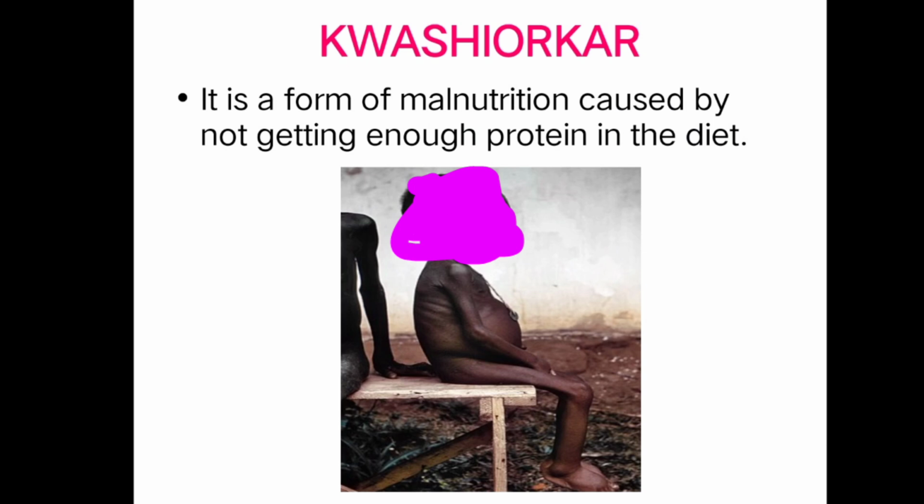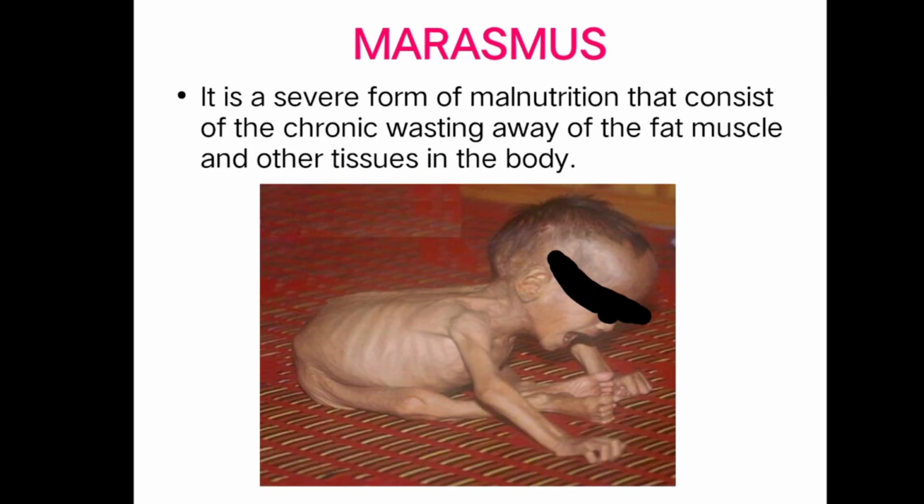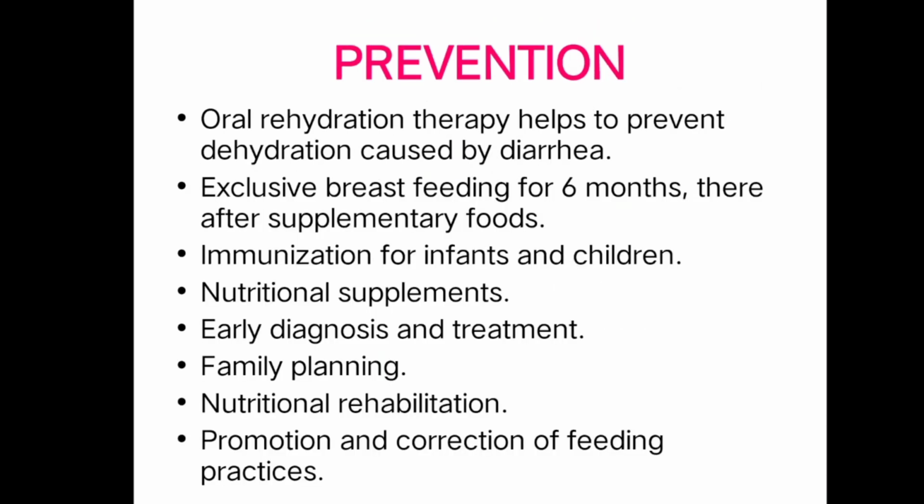It is a form of malnutrition caused by not getting enough protein in the diet. So second is marasmus. It is a severe form of malnutrition that consists of chronic wasting of the fat, muscles and other tissues in the body. That means these babies will resemble an old man's face, like that.